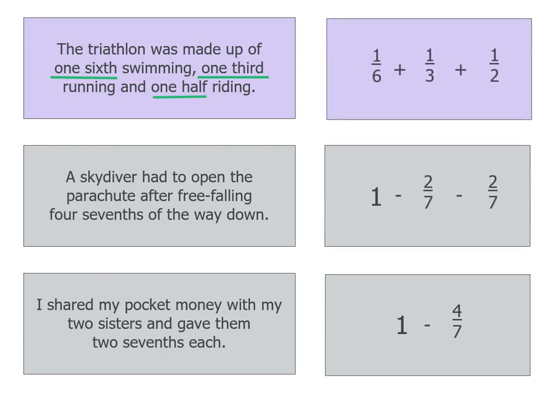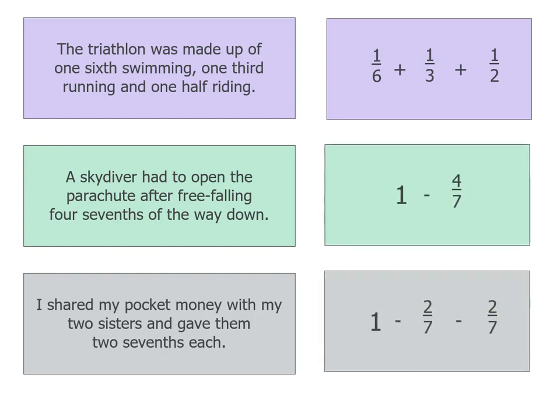Now a skydiver had to open the parachute after free falling 4/7 of the way down. The whole way down is the total, or 1. And the part where he had to put the parachute on was 4/7. So where he was free falling means the whole part, or 1, and then we subtract 4/7 for when he had the parachute. So that matches that one.